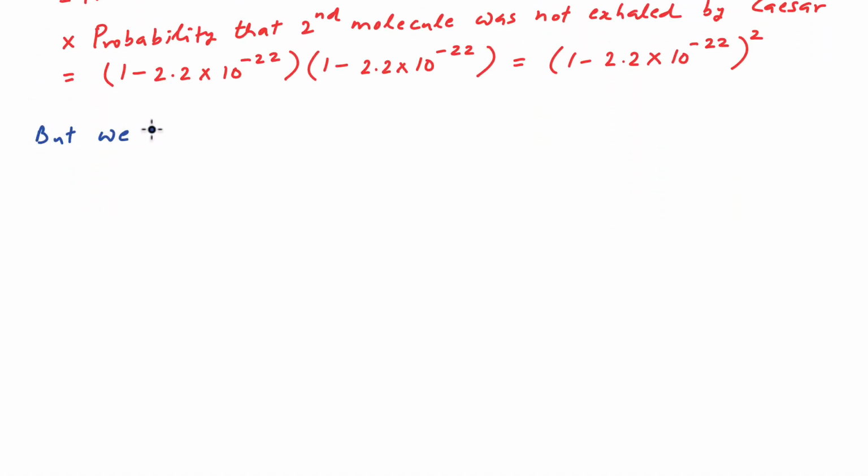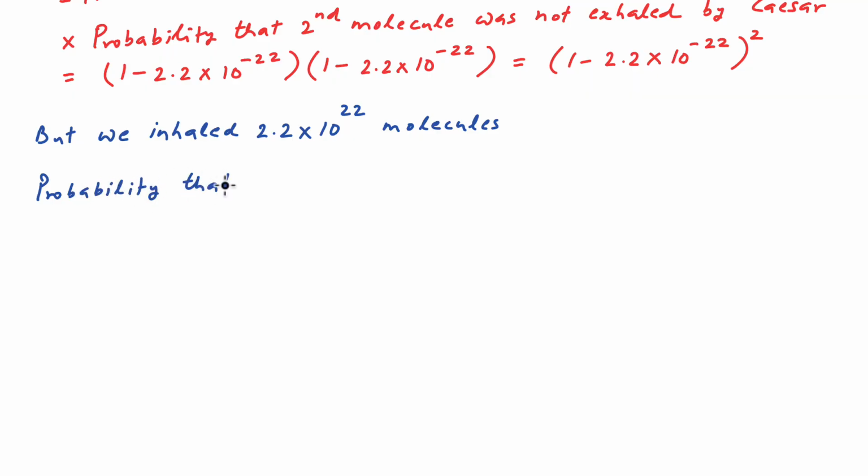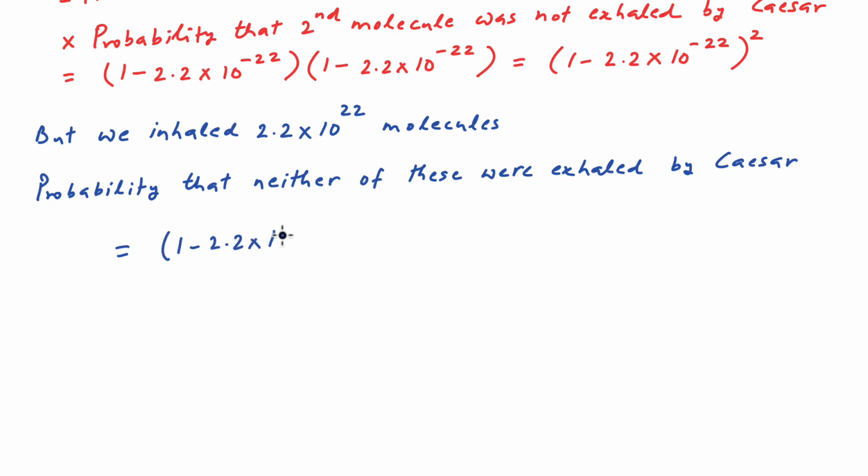Now remember, we just inhaled not 2, but 2.2 into 10 raised to the power 22 molecules. So the probability that neither of the inhaled molecules was one of those exhaled by Caesar is equal to 1 minus 2.2 into 10 raised to the power minus 22 whole raised to the power, instead of 2, now we write the total number of inhaled molecules, which is 2.2 into 10 raised to the power 22. And this is approximately equal to 0.00791.